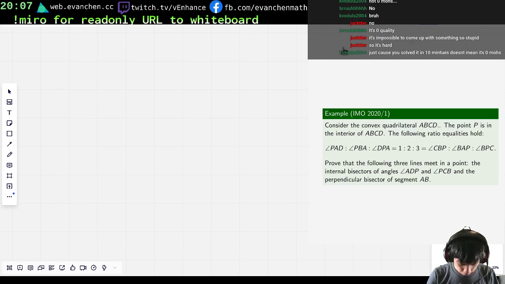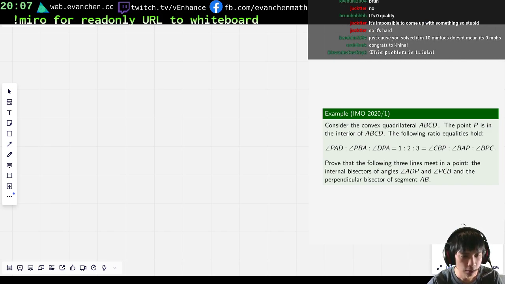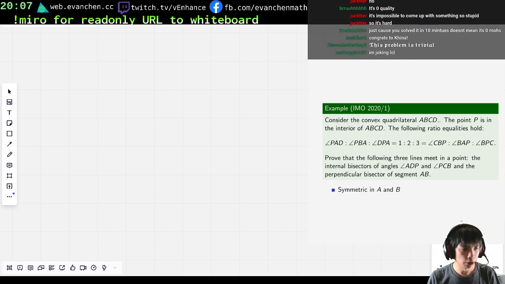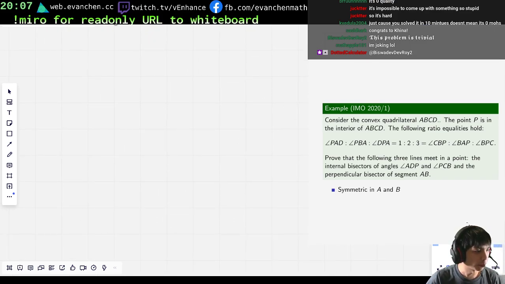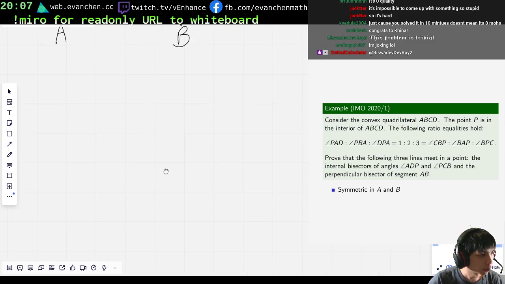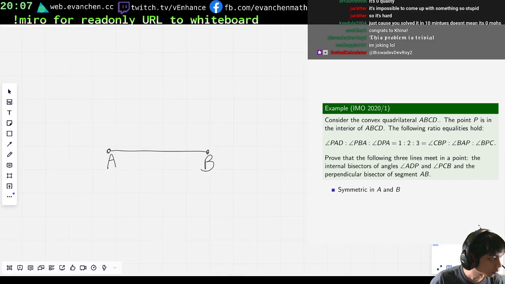I guess the first thing I want to say about this problem is that when you start trying to draw a diagram, you quickly realize the problem statement is symmetric in A and B. So it makes sense to draw A and B first, and once you draw P... I'm going to draw A and B horizontally because I want to make the symmetry more obvious in my diagram. So there's AB, that's how we start drawing the picture.